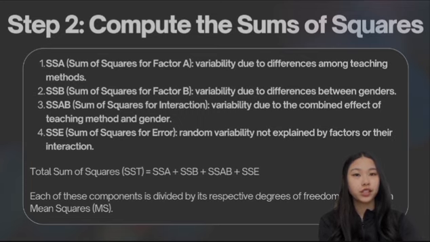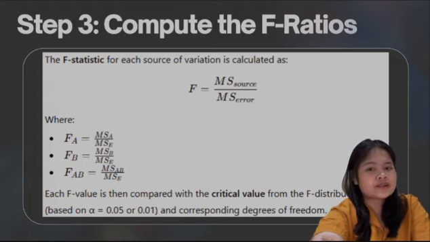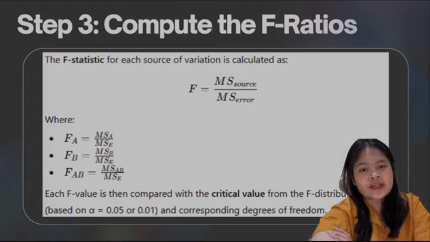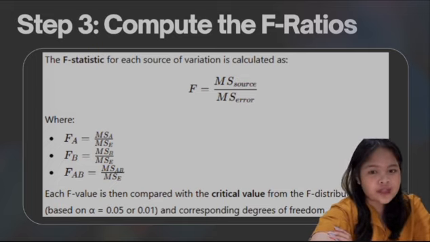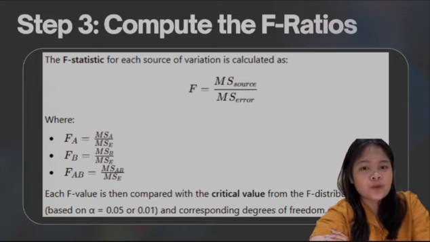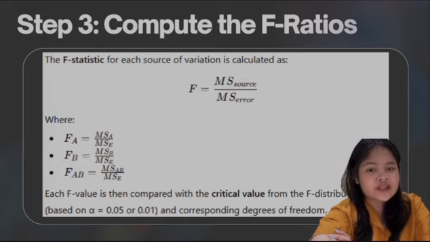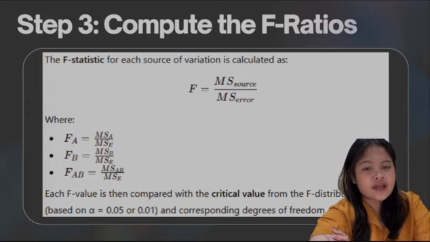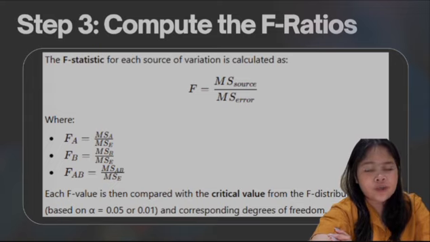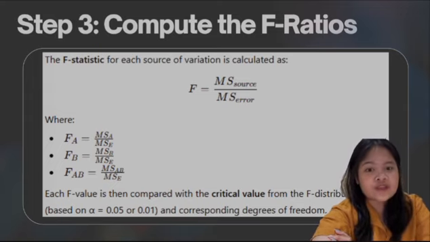Each component is divided by its degrees of freedom to obtain the mean square. Next is to compute the F ratios. Once we have the mean squares, we can calculate the F ratios using the formula F equals MS factor divided by MS error. We compute one F value for factor A, one for factor B, and one for the interaction A multiplied by B. Then we compare the calculated F value with the critical F value from the F distribution table or use the P value from Excel. If the F value is greater than the critical value, we reject the null hypothesis.